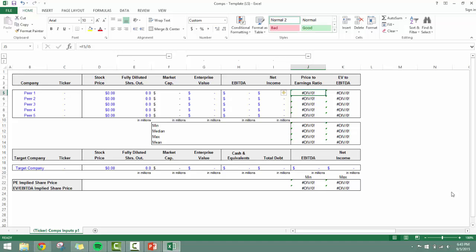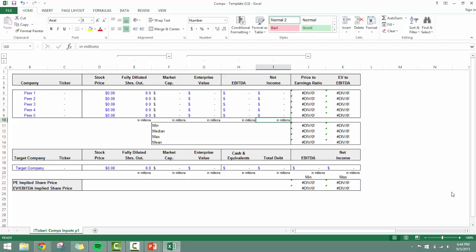If you notice the price to earnings ratio, that's market cap over net income, and that's the same all the way down for each of the peers. And for enterprise value to EBITDA, similarly, you're going to take enterprise value divided by EBITDA. But as I said before, enterprise value is typically going to be a calculated value. Then for each of these metrics, you're going to look at it in terms of a range, so min to max, and you'll also look at a mean.